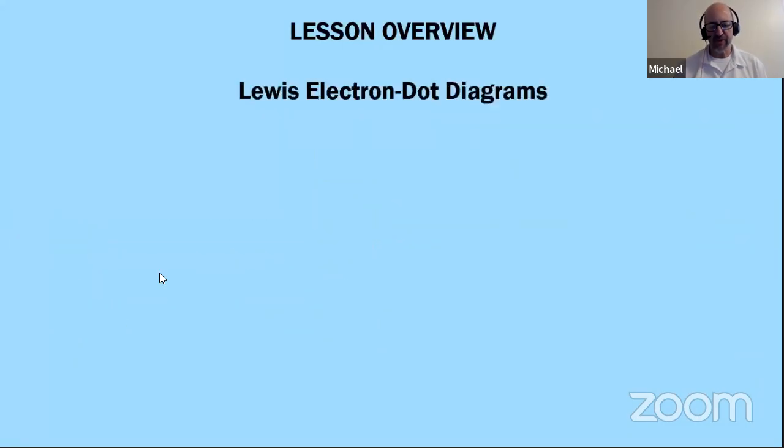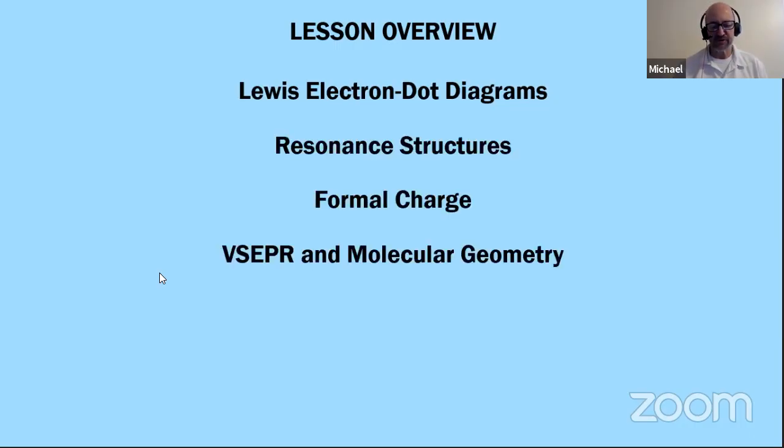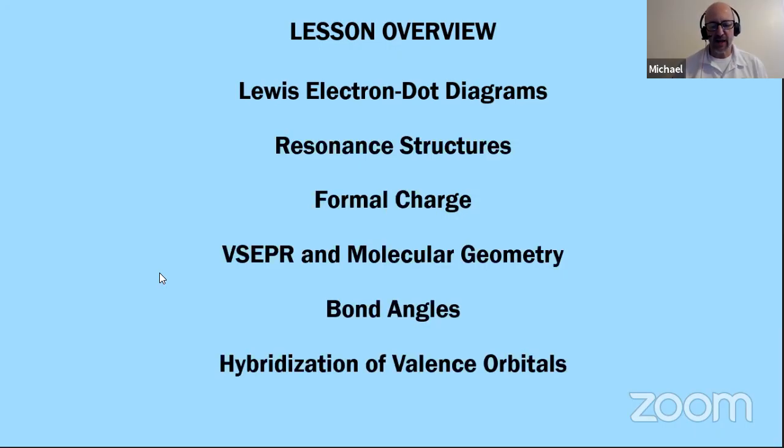So today we'll talk about the Lewis electron-dot diagrams, how to draw them. We'll talk about resonance structures and formal charge. We'll talk about valence shell electron pair repulsion theory and molecular geometry, bond angles, hybridization of valence orbitals, and a little bit about sigma and pi bonds.